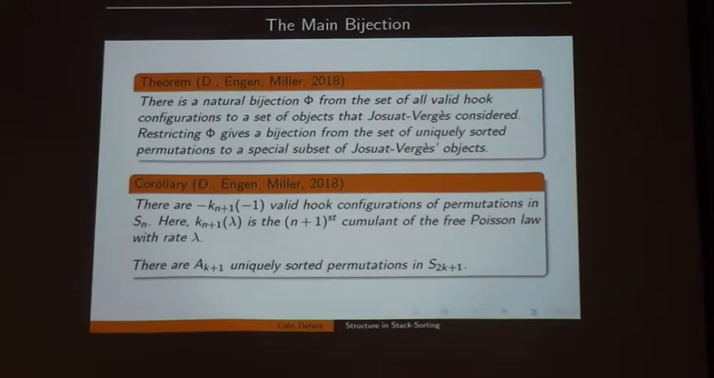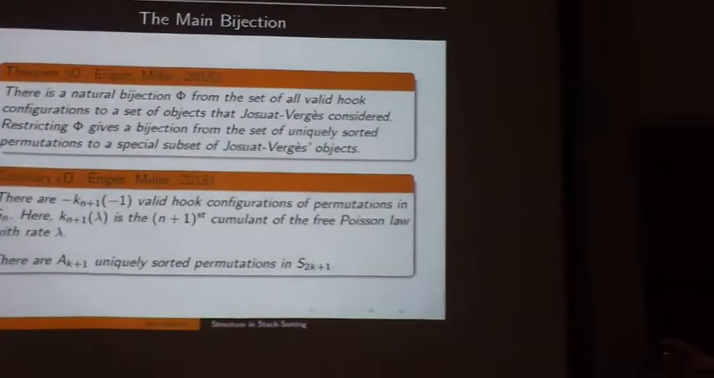And then the other part of the consequence here is that we now know that a_{k+1}, remember this is the (k+1)st term in LaSalle's sequence, is the number of uniquely sorted permutations of length 2k+1. So we've now counted uniquely sorted permutations, and we have a new combinatorial interpretation of LaSalle's sequence.